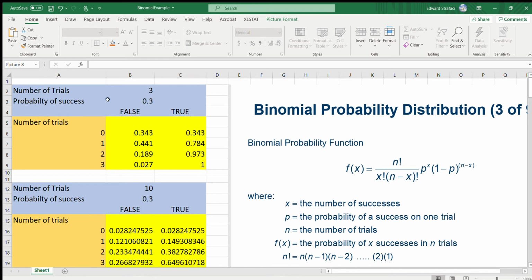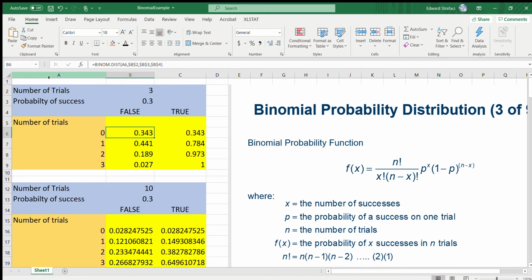And you could do this with Excel now. So you have the number of trials, the probability of success, we just plugged it in. And then we just need to use the binomial distribution formula that we have on Excel. So in this case, I used A6, which is 0 trials, 0 successes, 1 success, 2 successes, 3 successes. And B2 and B3 I've anchored to the number of trials and the probability of success.